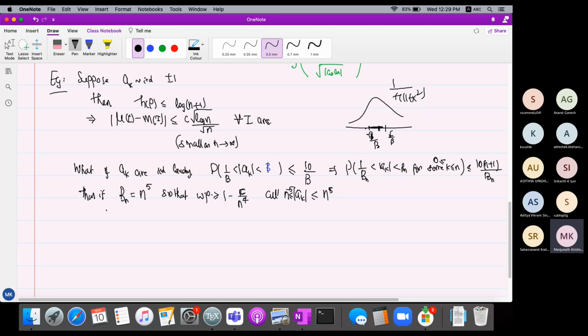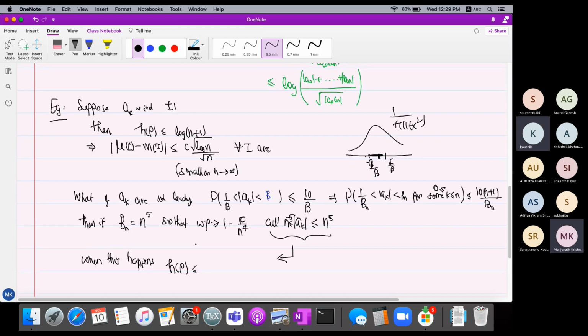So what bound then, under this event, when this happens, the bound for h of p is going to be, we will just use this.